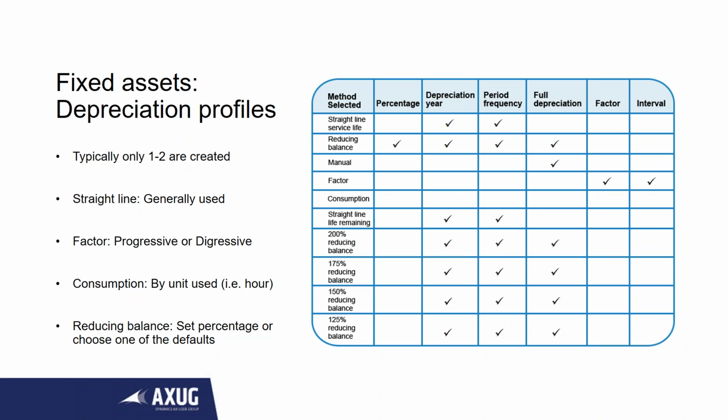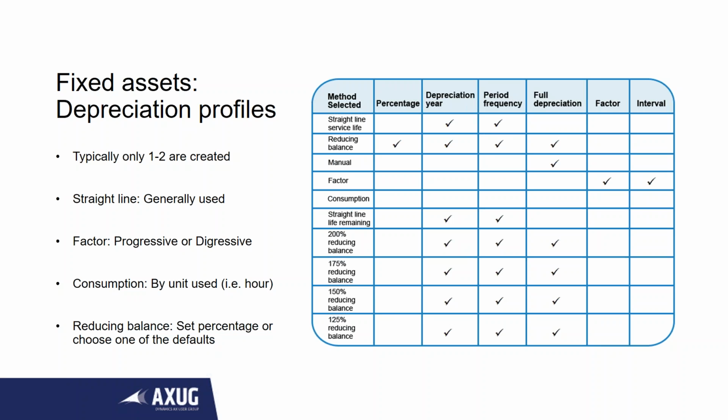Also, there is the consumption method for depreciation. This is especially unique because you need to set up additional forms for this depreciation. You would use this, for example, if you had a machine and you wanted to depreciate it by how many hours you use that machine. So for example, if you use a machine for 1 hour, then it would count for 1% depreciation. So you would set that up separately in the consumption form outside of the depreciation profile form.